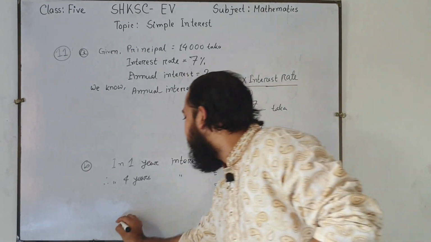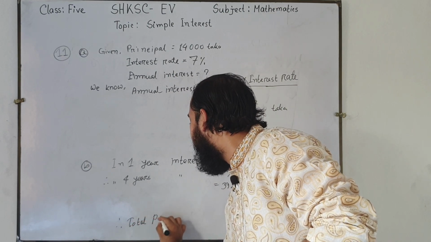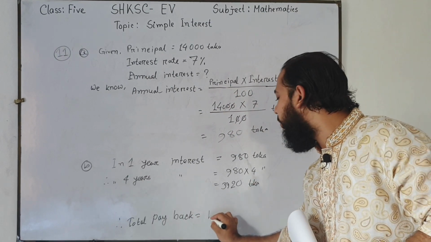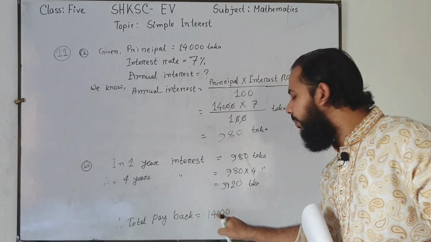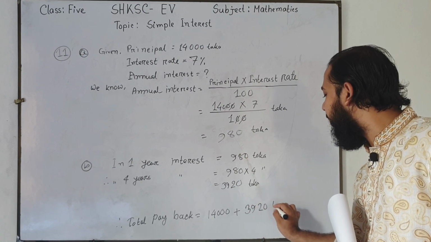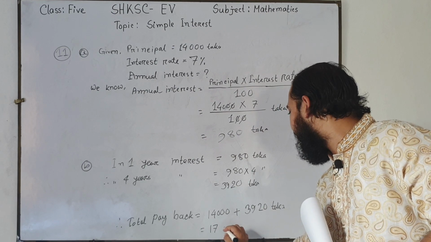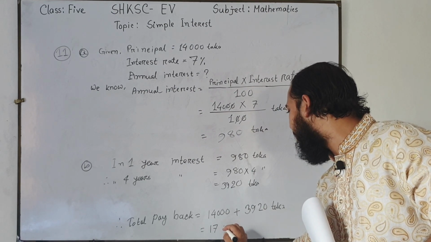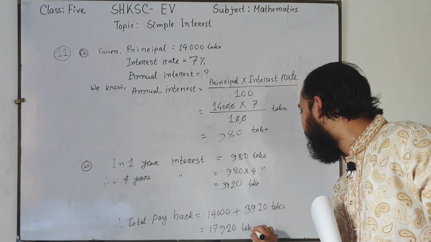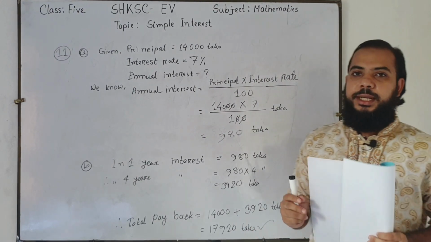Now therefore, total payback is equal to 14,000 taka, which was the principal, plus this interest amount, 3,920 taka. So total payback is 17,920 taka. So this is our final answer of number B. I hope you understand very well.